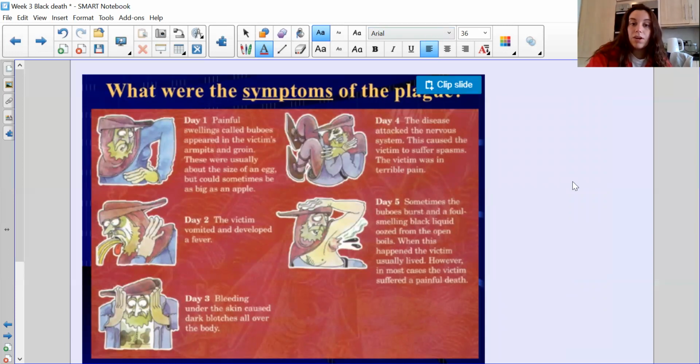The disease attacked the nervous system. This caused the victim to suffer spasms. The victim was in terrible pain. Day 5, sometimes the buboes burst and foul-smelling black liquid oozed from the open boils. When this happened, the victim usually lived. However, in most cases, the victim suffered a painful death.